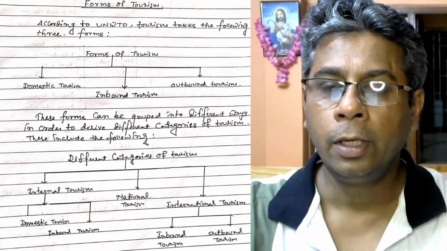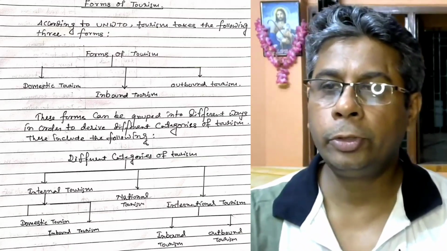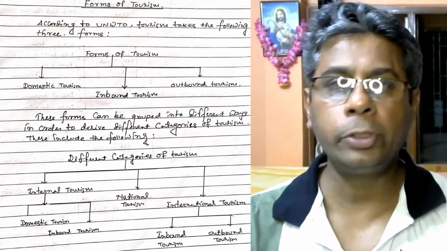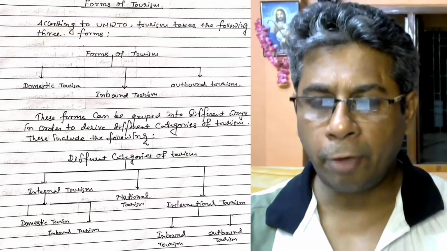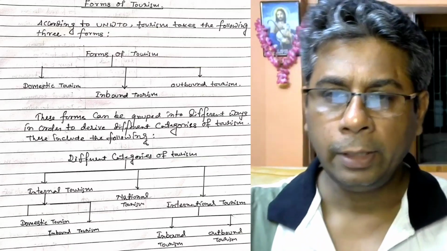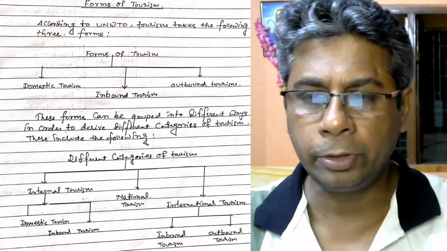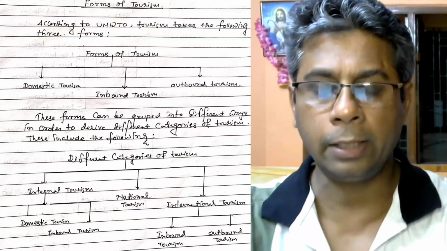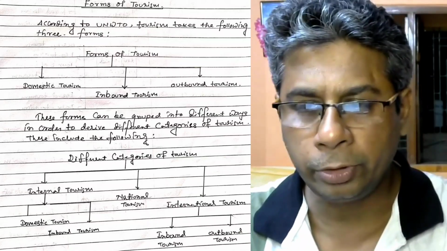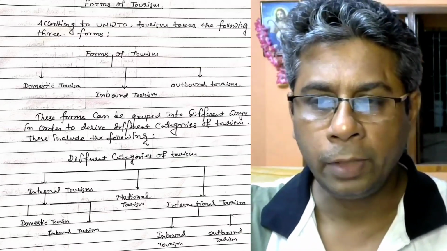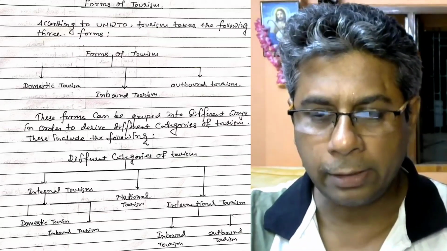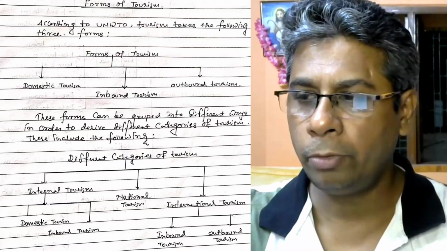In my previous class, I discussed forms of tourism. According to UNWTO, tourism takes the following three forms: domestic tourism, inbound tourism, and outbound tourism. These forms can be grouped in different ways to derive different categories of tourism. These include internal tourism, under which we have domestic tourism and inbound tourism. Next, national tourism, and third, international tourism. International tourism can be categorized into inbound tourism and outbound tourism.